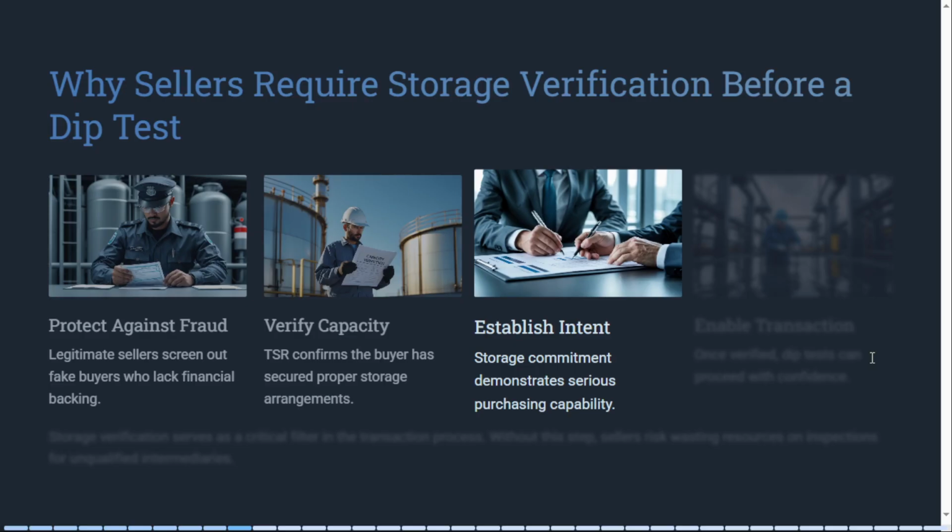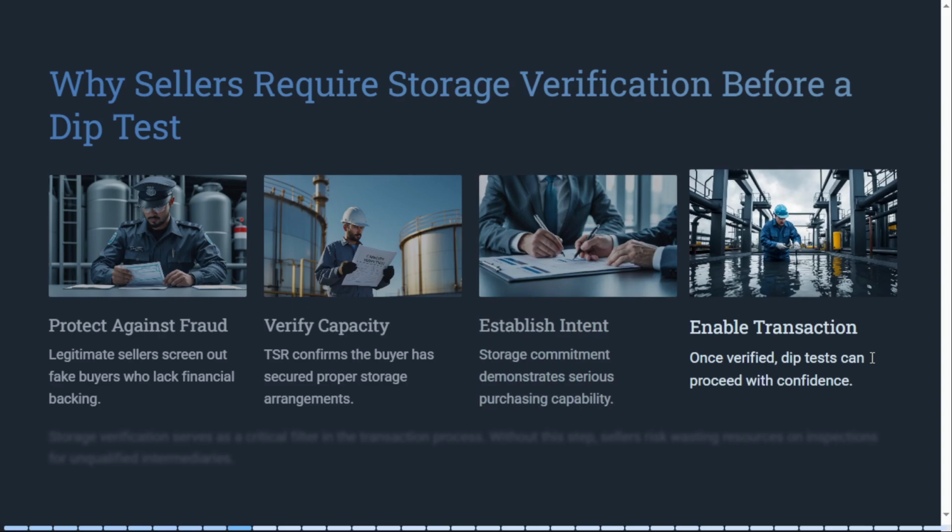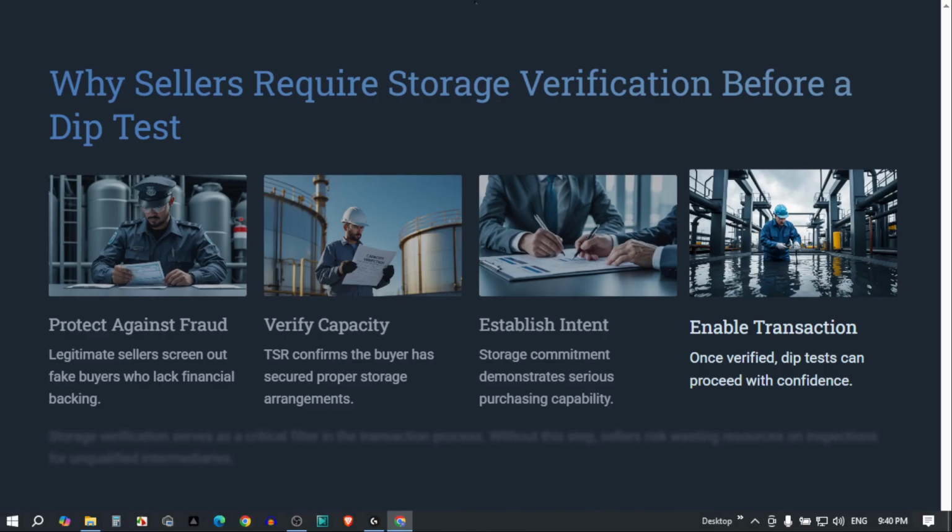Now coming to the next point, enabling transactions. Once verified, the dip test can proceed with confidence. If the seller is going to verify the tank storage of the buyers, the dip test is going to happen smoothly. Now one more thing, dip tests are not free.